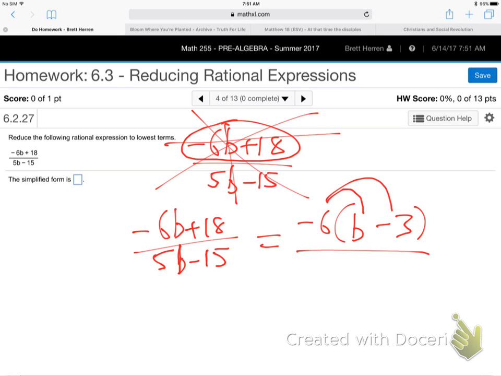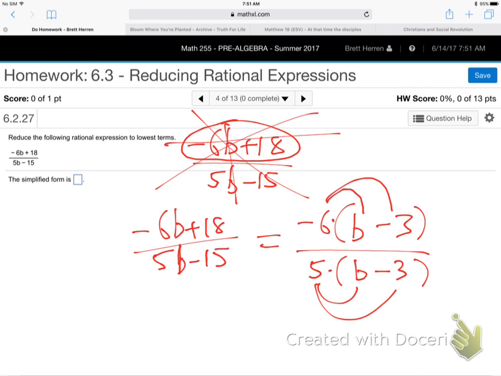Good down there. And then on the bottom, take out a 5. And then what goes on the inside there? 5 times b and 5 times minus 3. That good? We just took out the GCF. Now we're getting around the glue problem. See, now the minus 6 and the 5 are separate, aren't they?